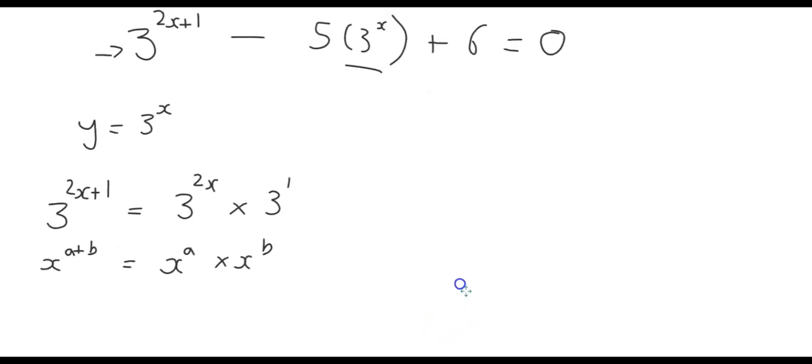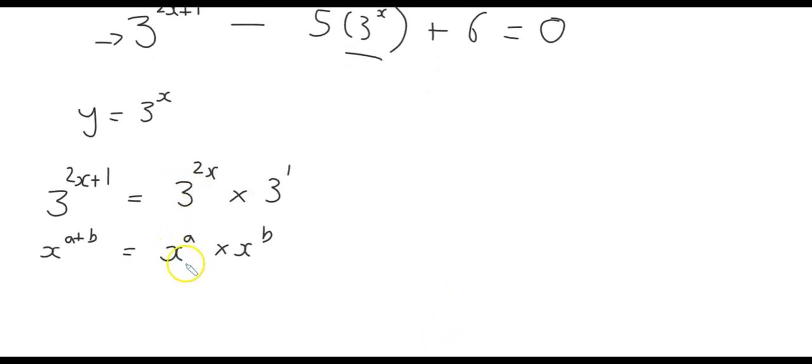Okay, now, so in this case, in our question, x is going to be 3, and we could say a is 2x and b is 1. And so what this rule here is saying is that we can actually add those powers. So a is 2x, b is 1. So when we add those two powers, we get 3 to the 2x plus 1. So I see that this is a very common mistake with a lot of students.